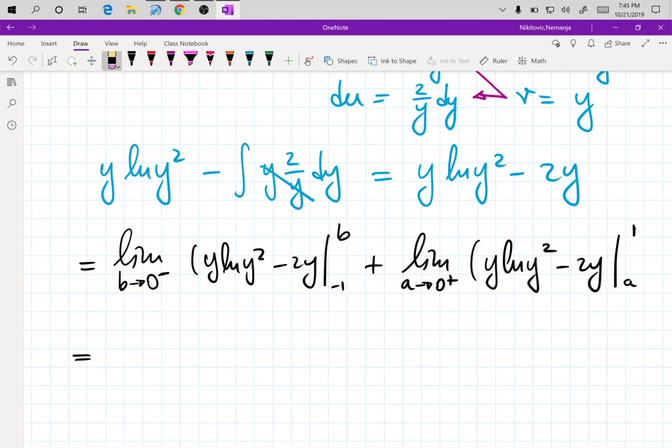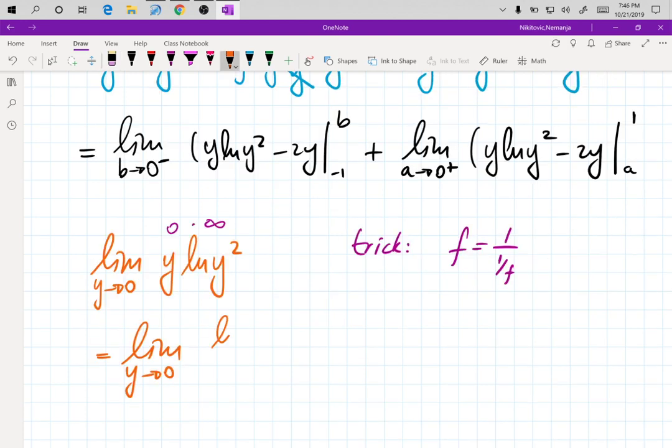So the limit of y ln y squared as y goes to 0. Now we need to solve this using L'Hopital's rule. What do I have? I have 0 times infinity, which means we have to use the trick you learned in Calc 1, which says f is equal to 1 over 1/f, to change it. So you're going to change the y, obviously. So this is going to be the limit as y goes to 0 of ln y squared divided by 1 over y.